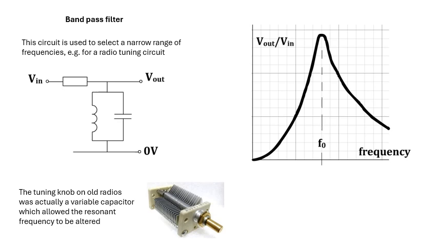Look at the diagram. This is the voltage out against frequency, and you'll notice that it's a peak. Remember resonance. We talked about resonance in the core, and it's a very similar graph. In fact, it's an identical graph, only instead of amplitude against frequency, we've got V out over V in, which is the gain. So it's gain against frequency.